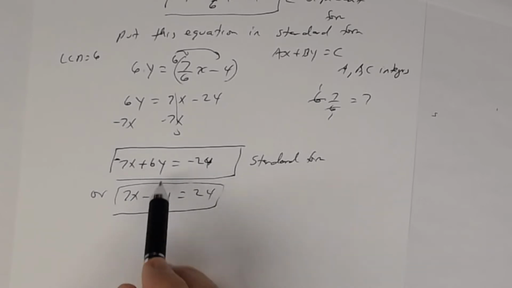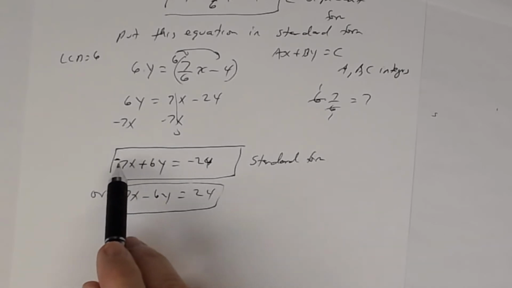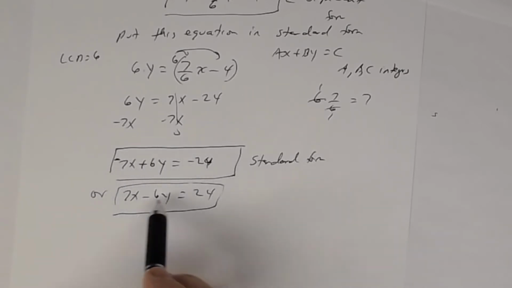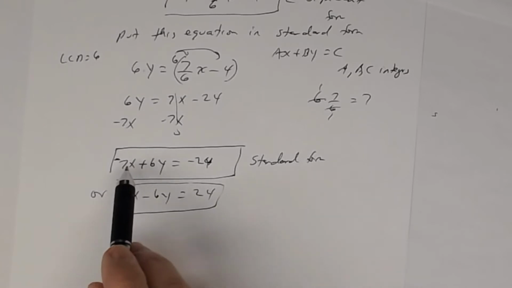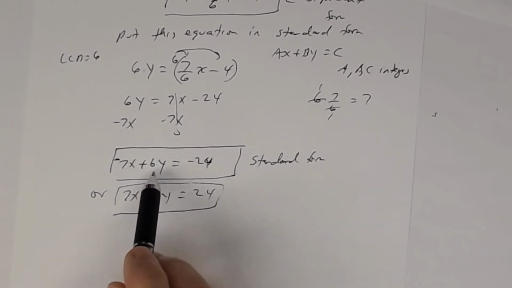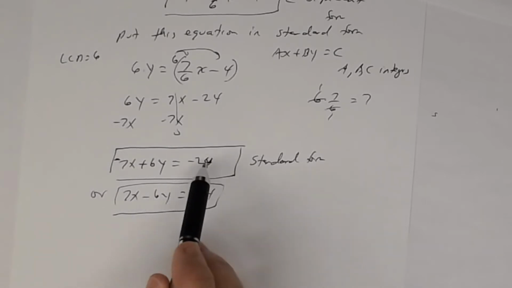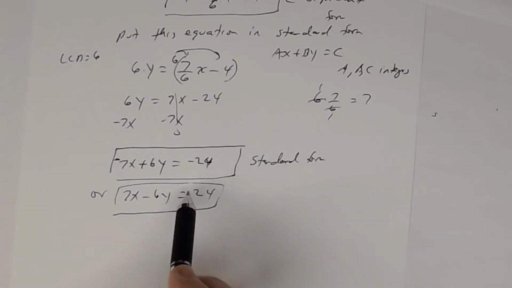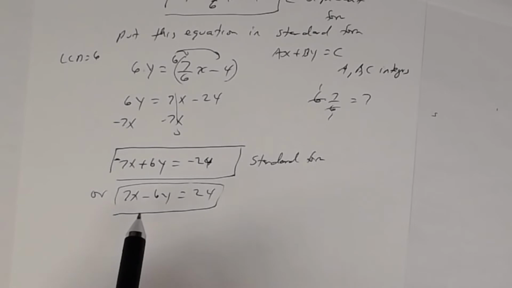But those are both the same answer. All you did was multiply each of those terms by negative 1 to get this. So negative 1 times negative 7x is positive 7x. Negative 1 times 6y is a negative 6y. Negative 1 times negative 24 is a positive 24. So it does not matter which standard form you use.